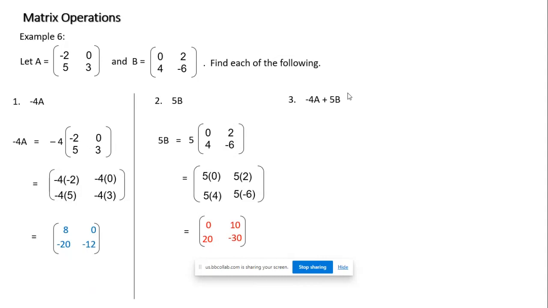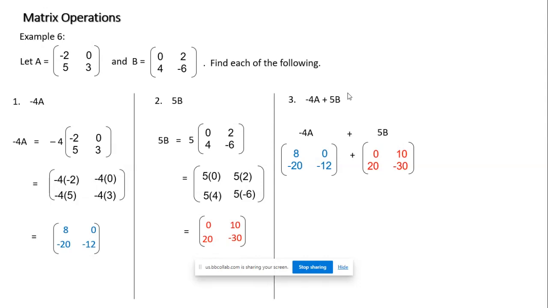Now they're asking me to do -4A plus 5B. But since I already did that work, I can just put it together, right? So -4A is that matrix in blue, which is 8, -20, 0, -12. And I'm going to add it to the matrix of 5B, which is the one in red, which is 0, 10, 20, -30.